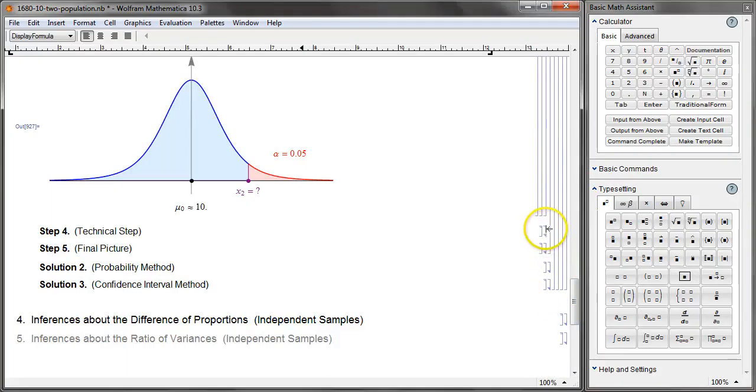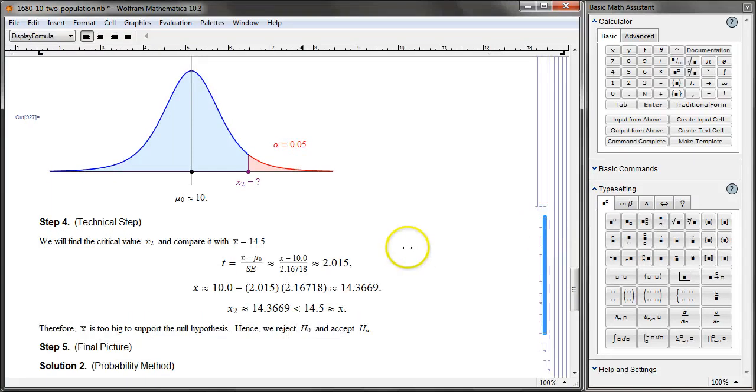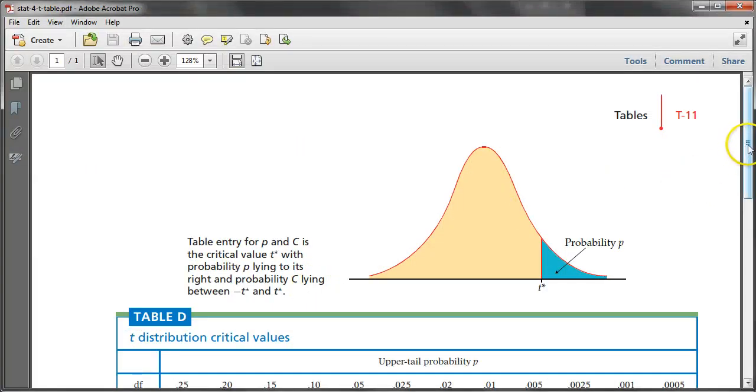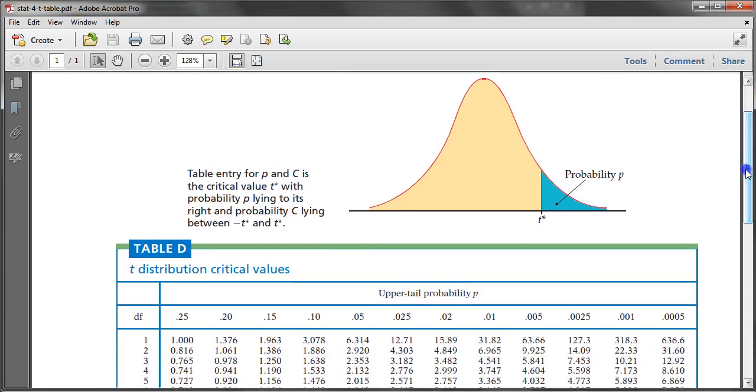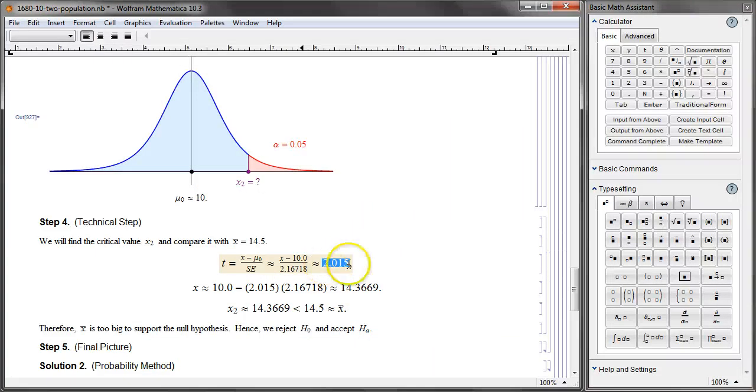Let's go over to this technical step. And here is the t-score computation. End minus center over standard error is the t-score. So end minus center, which is 10, over the standard error we just calculated, is 2.015. 2.015, where is it coming from? In the t-table. And the degree of freedom is 5 after we calculated using the formula. And then for 5% there we have 2.015. That's how we get this 2.015 from the t-table.